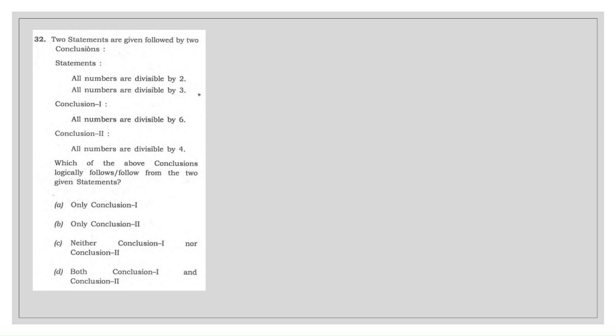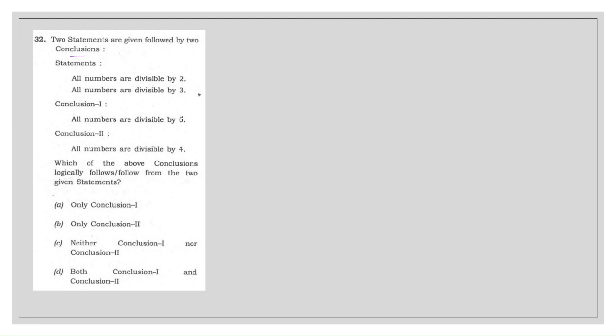Now the first question for today says two statements are given followed by two conclusions. So there are these two statements given about some particular numbers. Then we are given two conclusions as well. And the question says which of the above conclusions logically follows or follow from the two given statements.